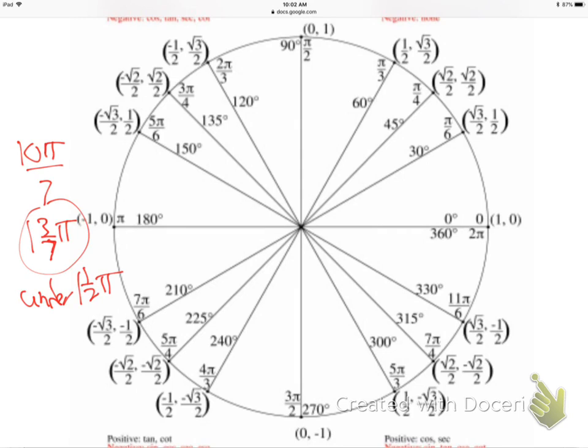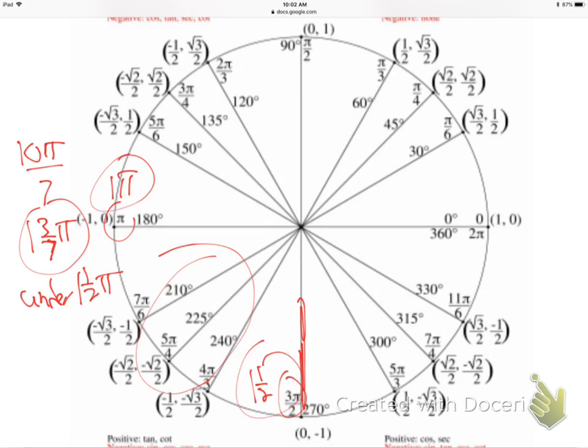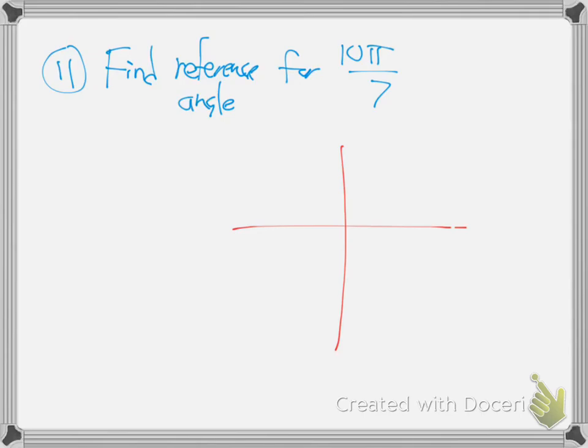But it's more than a pi. It's in the third quadrant. Why? Because this is 1 3/2, that's 1 1/2. This is 1 pi. So it's between 1 pi and 1 1/2 pi. It's about right there. So that's probably hard for you to do, I'm assuming, to kind of figure all that out. So just change the degrees.